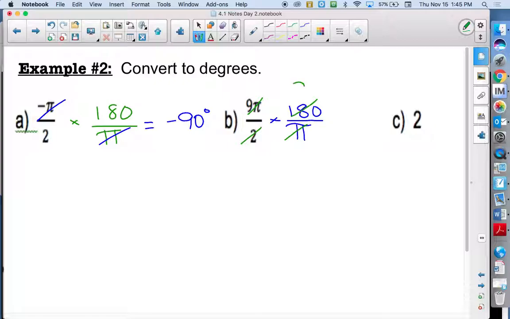90. Okay, Harris, how's your mental math today? 9 times 90. What's 9 times 9? 81. Add the 0. 810. So 9 pi over 2 is 810 degrees, which goes around this circle twice and then an extra. So 810. The last one's a little weird because it's just the number 2.